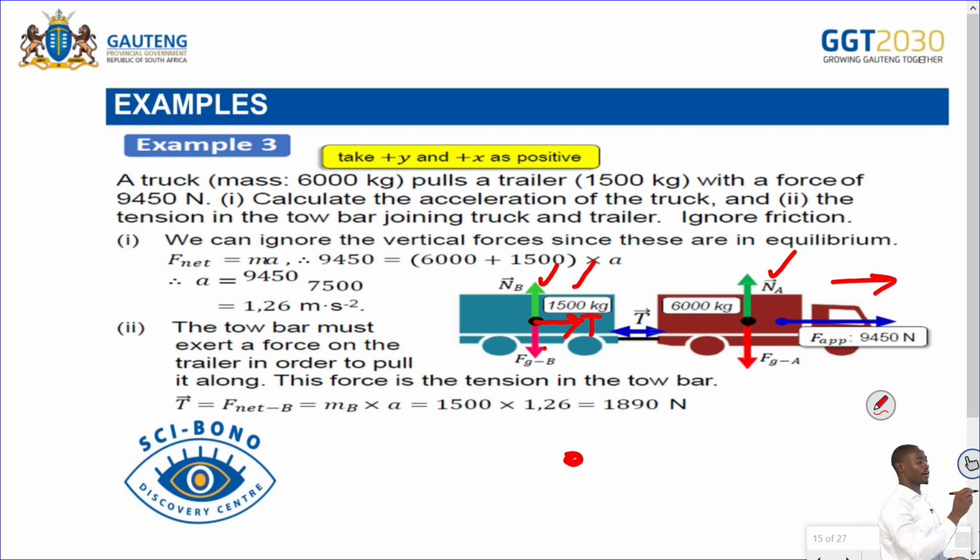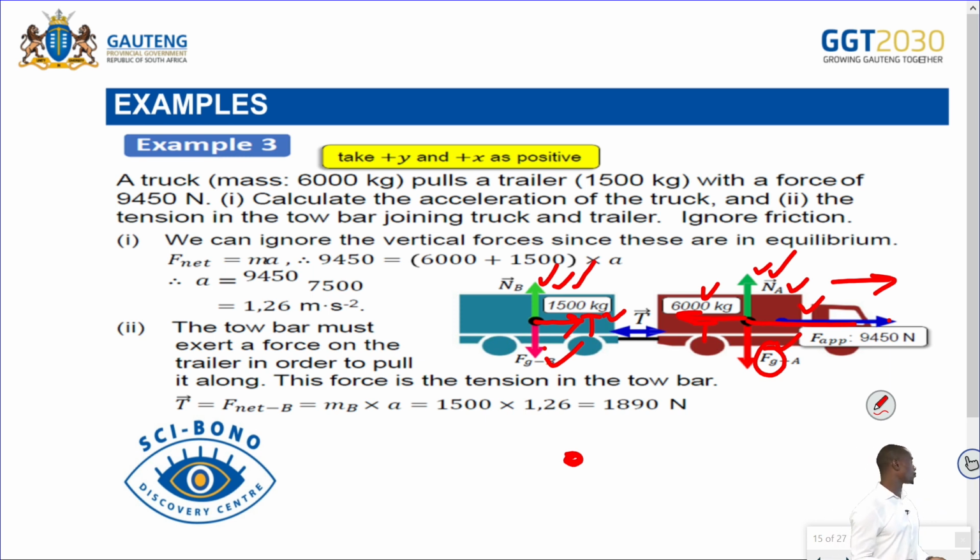Then when it comes to the 6,000, there's a force that is applied. This is 9,450. There's normal force, there's Fg. Remember, there's no friction, which opposes the motion. So then there's also tension. So for a 1,500 kilogram, there are three forces, right? And then for a 6,000 kilogram, there are 1, 2, 3, 4 forces, okay? So this way you have to start identifying all the forces and making sure that you draw a correct free body diagram.